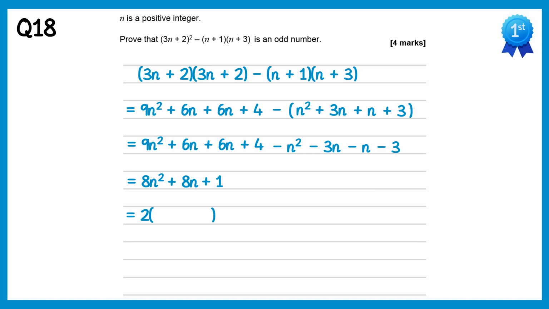So we have 2 and then a bracket. 2 times something will give you 8n squared, that's going to be 4n squared, and 2 times something will give you 8n, that's going to be plus 4n. And then there's a plus 1 at the end.